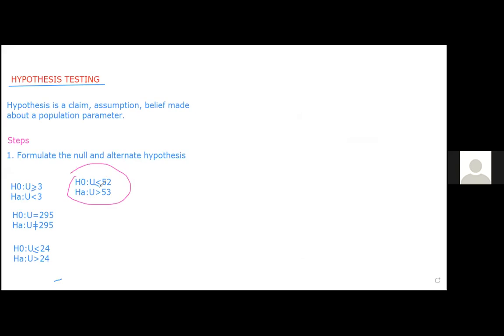Yes. Good. So if the thing is not at most, it means the thing is not less than or equal to, isn't it? Yes, please. So if the thing is not less than or equal to, then it is what? It's greater than. So that is what you have in the HA. Okay. So it is not at least.